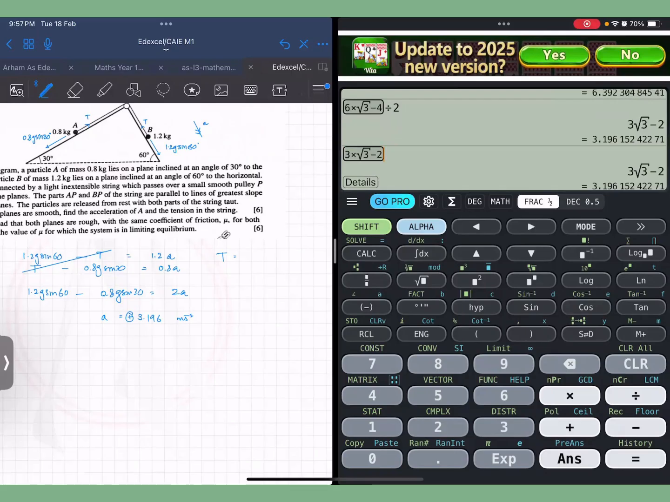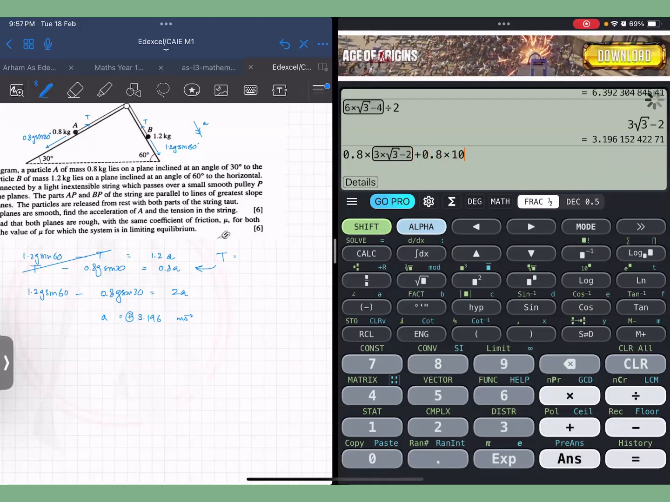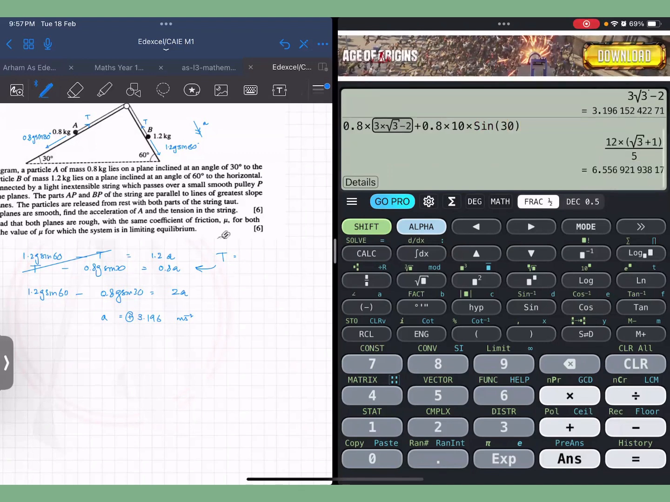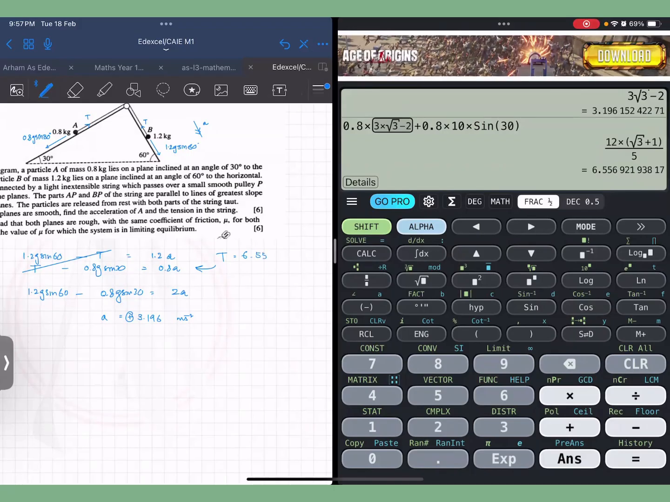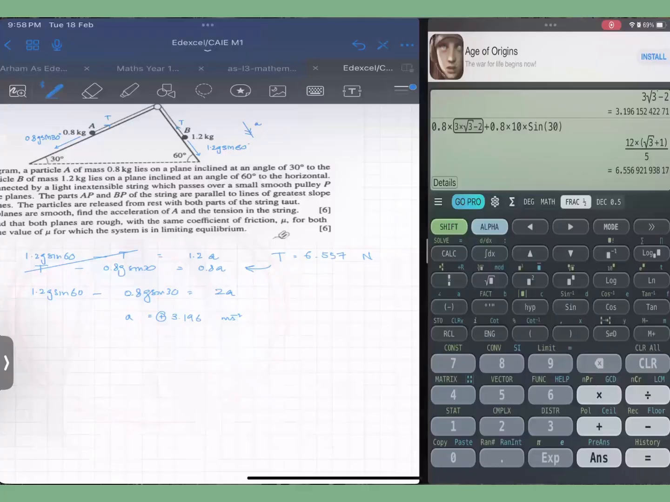I'm substituting it in the second equation over here. So 0.8 times this acceleration plus 0.8 g sine 30. So the tension is coming out to be 6.557 newtons. That's it. So easy 6 marks.